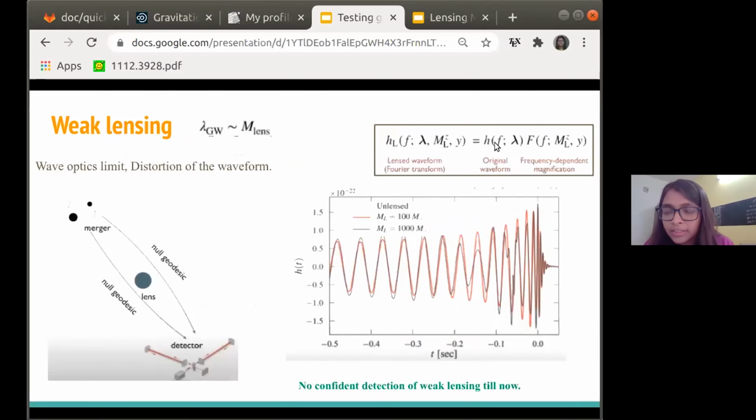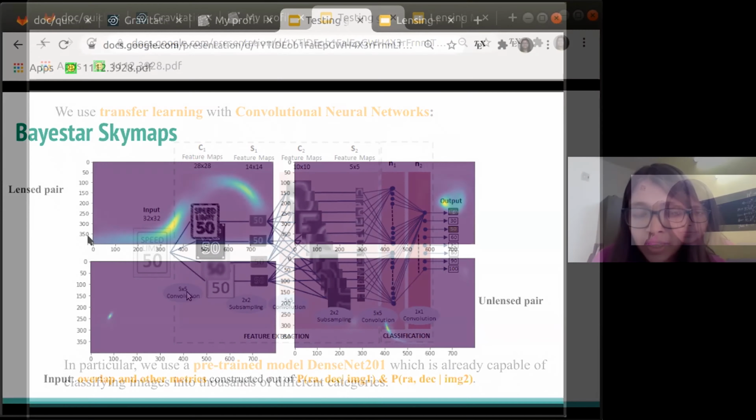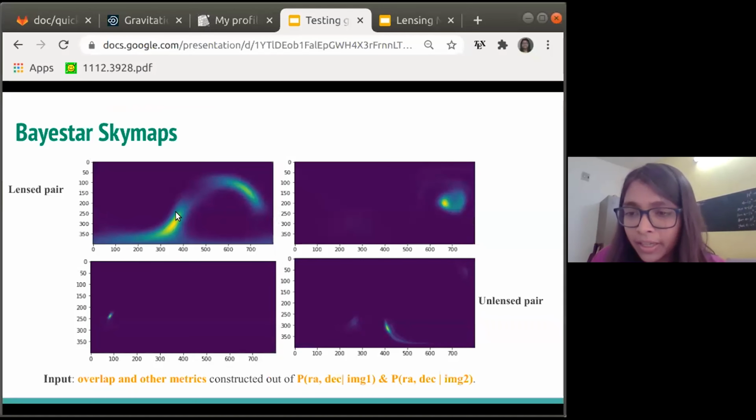Unlike strong lensing, where we just have a magnification factor, there would be a frequency-dependent modulation in the waveform, which would essentially deform the waveform. They have operations with which they can extract features given the images. Further, they have a few classification layers in the end, which give us the desired outputs. They tell the probability of the event happening in each of the sky location bins.